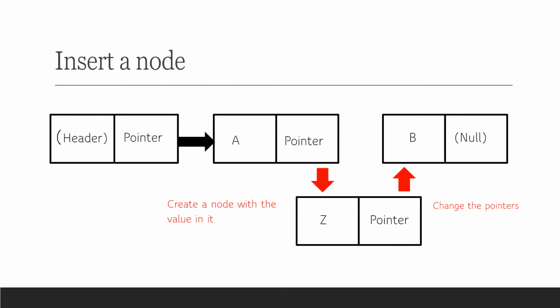I change the pointers so that the first node A is pointing to Z and the node Z is pointing to B. Now if I traversed the list, it would go A, Z, B. Z has been inserted into the list.